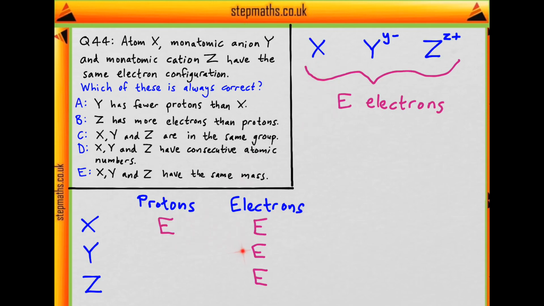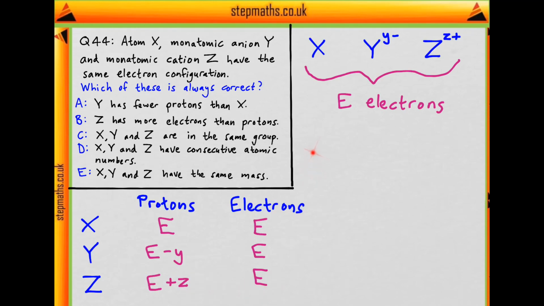What about Y? We know it has E electrons, but it's an anion, so it has more electrons than it has protons, to make it negative. So it must have fewer protons than it has electrons, and the difference must be Y. That's the charge. And similarly for Z, Z has E electrons as well, but it's a cation, so it must have more protons to make it positive. So it must have E plus Z protons.